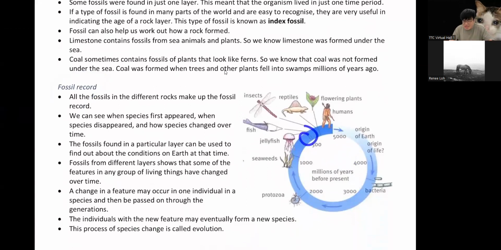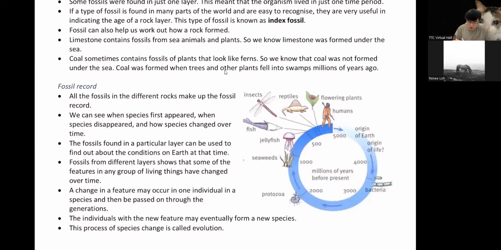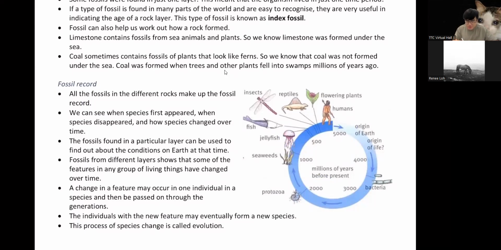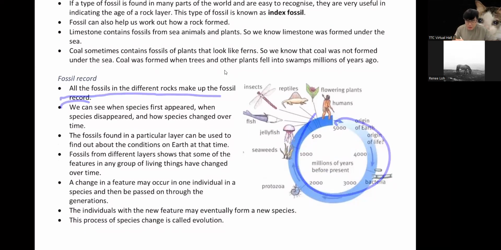Last time we didn't know which era is where. So it's just like discovering pieces of a puzzle, and then you put them together. 你不觉得很像拼图咩？以前这整个 timeline 我们不知道，we didn't know how long the Earth had been there, and we didn't know when life existed. 全部都是拼图这样拼下去的。Okay, so all the fossils in the different rocks make up the fossil record. 这个就是整个 fossil 咯。We can see when species first appear, when species disappear, and how species change over time.